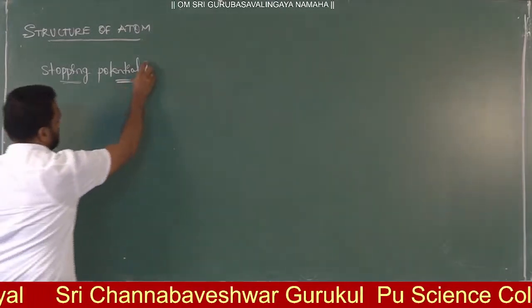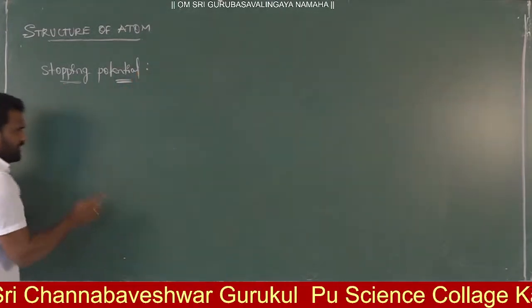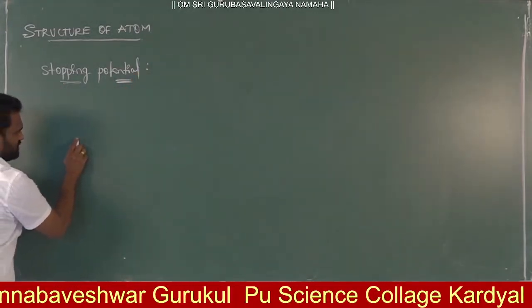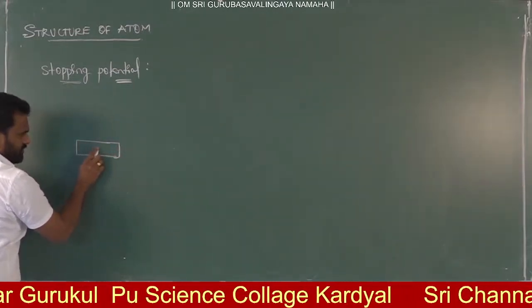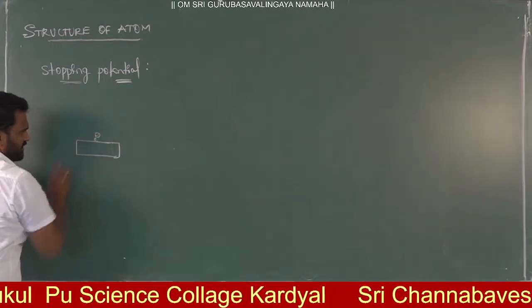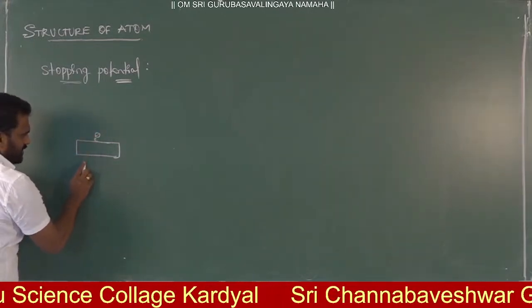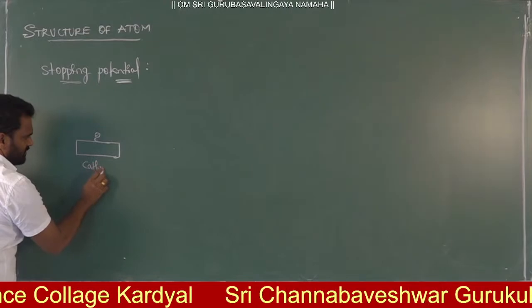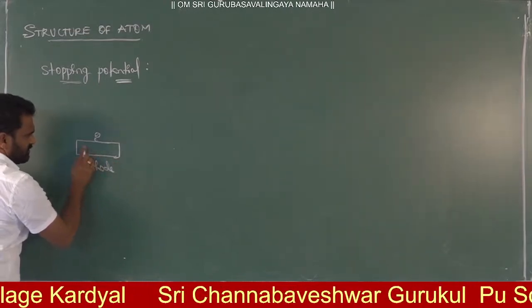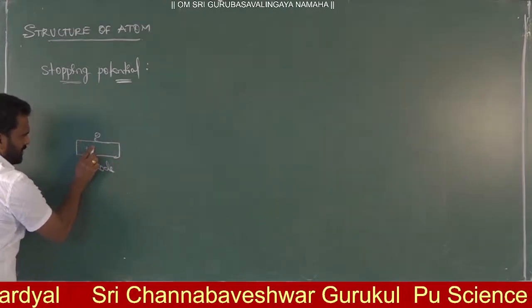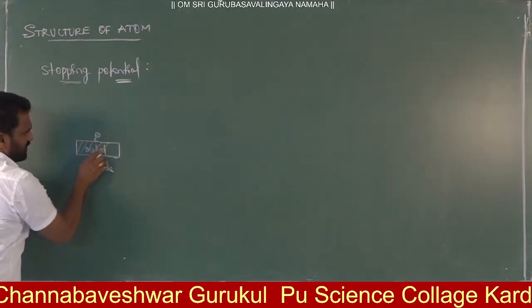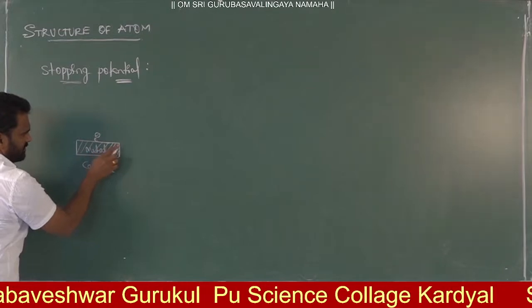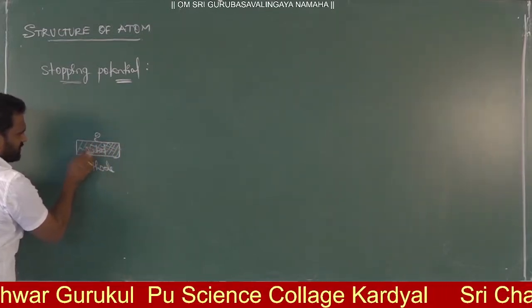So what is the stopping potential? In the photoelectric effect we know this is the cathode metal electrode. On this we have electrons. On the cathode surface we have a metal coating, and in the metal coating, in the valence shell, there are valence electrons.